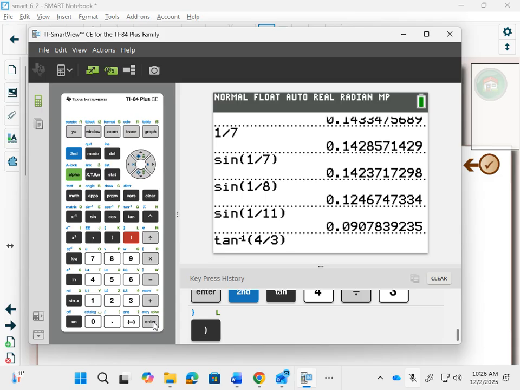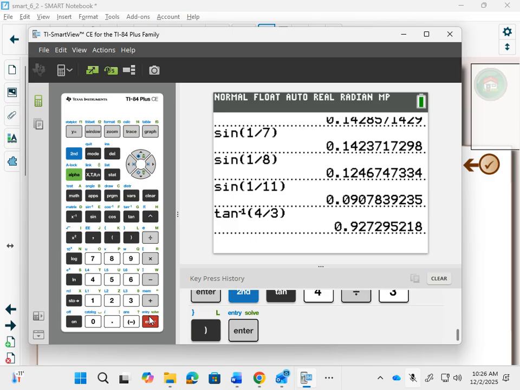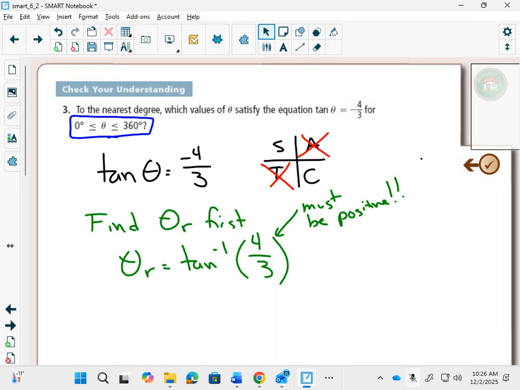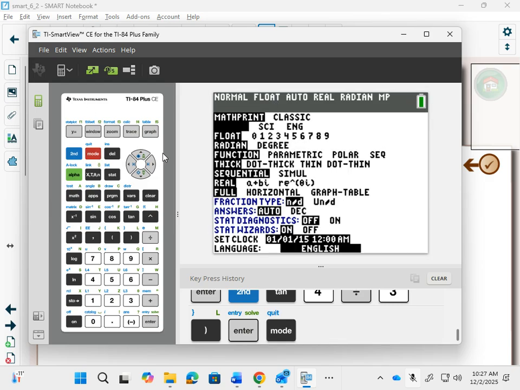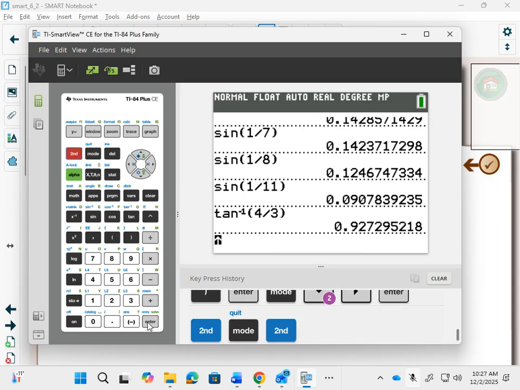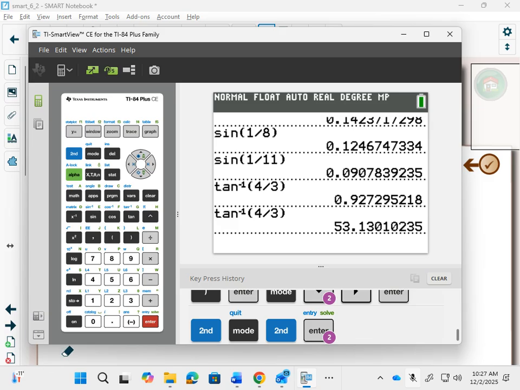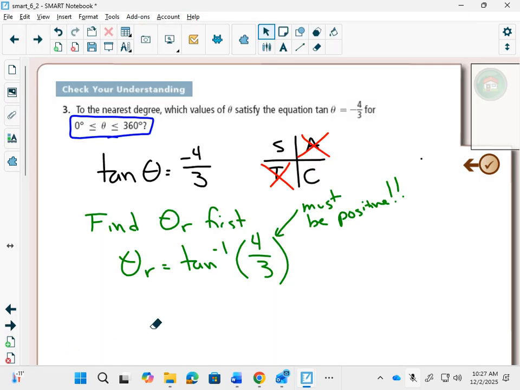So you could either memorize that and then use that to find your reference angle, or you could just remember, hey, reference angles are positive. I'm just going to push enter and get my answer, 0.927. Oops, I might not be in degrees. No, I am not. Hit my mode button, change to degrees. Type it in again. 53.130 is my reference angle.